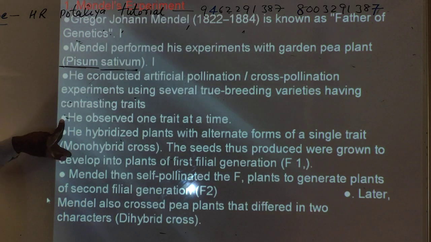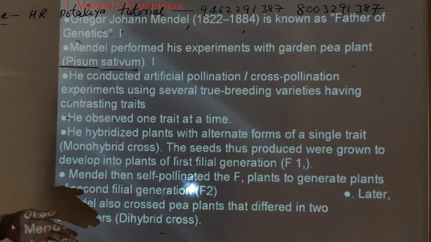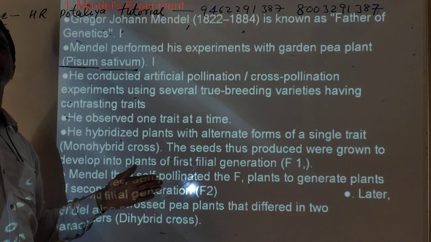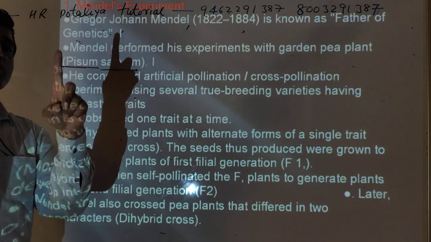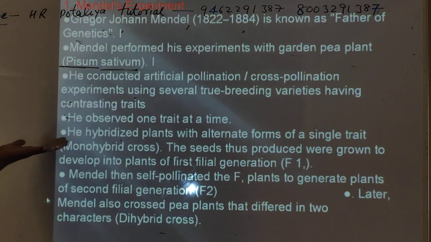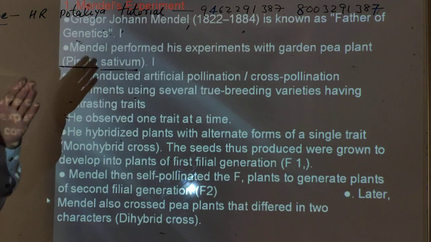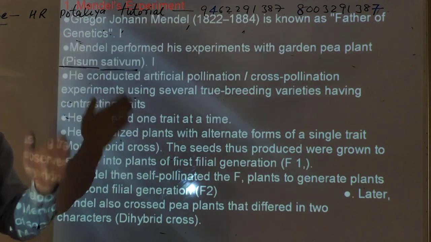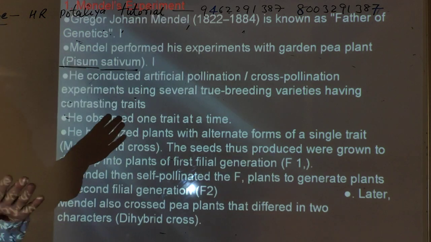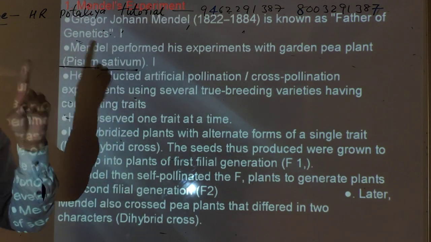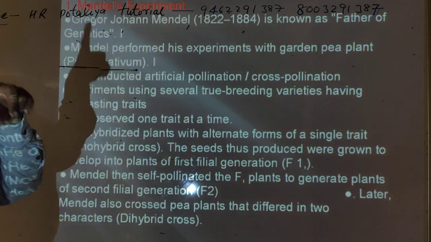Second, he observed one trait at a time. There may be 7 or more than 7 traits, but he conducted the experiment with only one trait at a time. That may be height, shape of seed, color of flower, or color of fruit or seed. Whatever the trait, out of all these traits only one trait was used in the experiment.